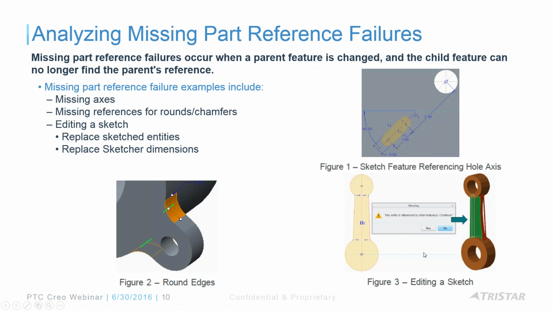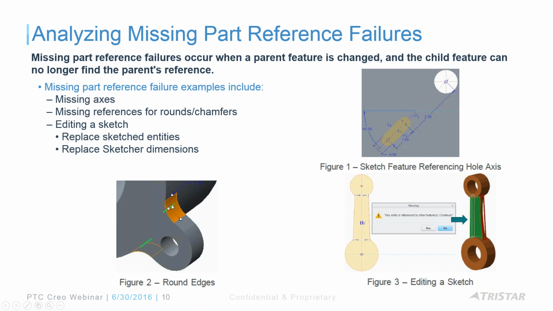Missing part references. This is probably, in my mind, the biggest one that you'll find. These occur when a parent feature is changed, and the child can then no longer reference the parent. For example, in figure 1, this slot is referenced to this axis in the center of this hole. If something happens to this hole or this axis is removed, then this slot is going to be missing a parent, thereby it's going to fail.